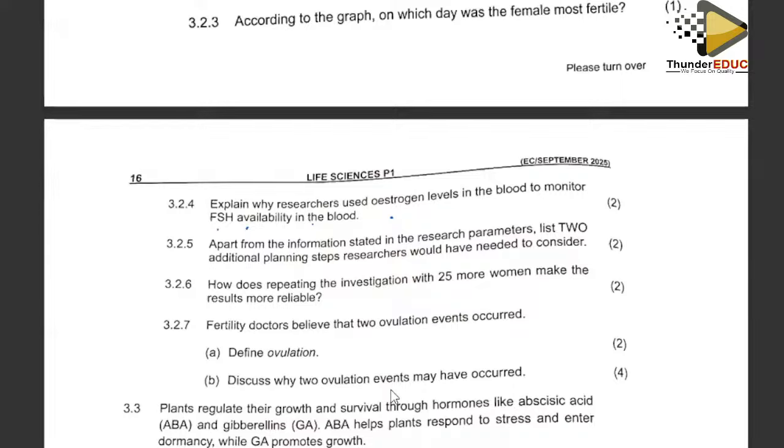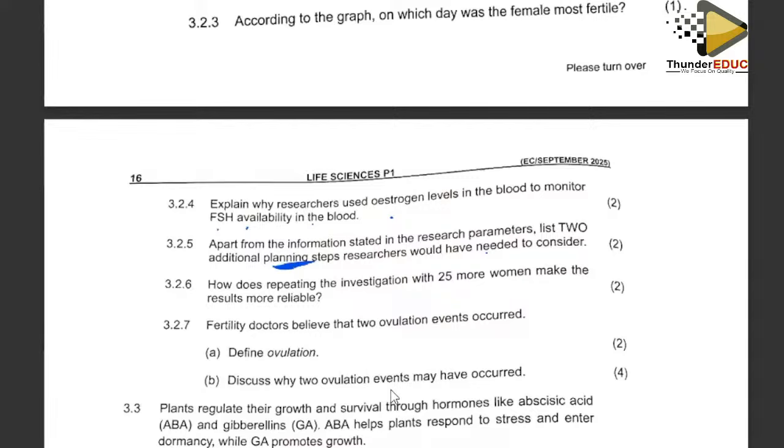Apart from the information studied in the research parameters, list 2 additional planning steps a researcher would have needed to consider. In this case, what are they looking for? Apart from the information stated, additional planning. So whenever you say planning, you have to use the word decide.